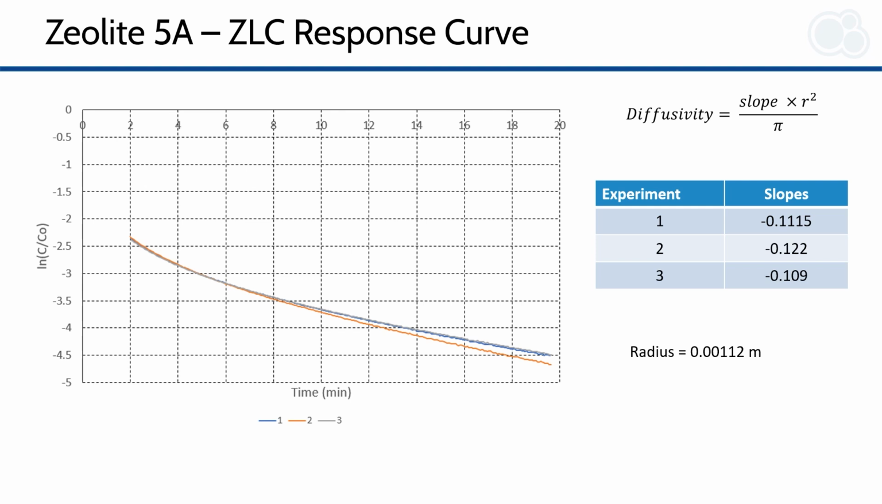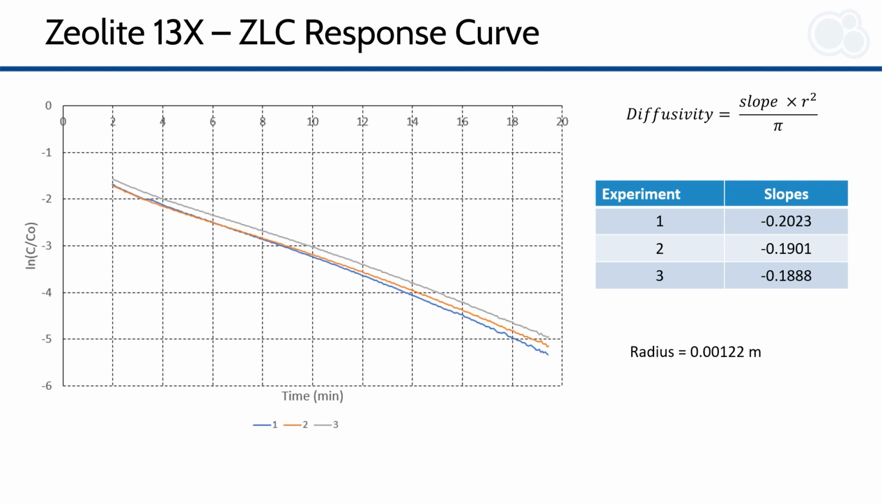We can see that we have fairly linear response curves, which is a good sign that we likely are in the mass transfer limited regime for these samples. And then we're able to use trendline fit in Excel to get slopes for these 3 separate experiments that we conducted. After that, we'll be able to calculate the diffusivities, which we'll show on a later slide.